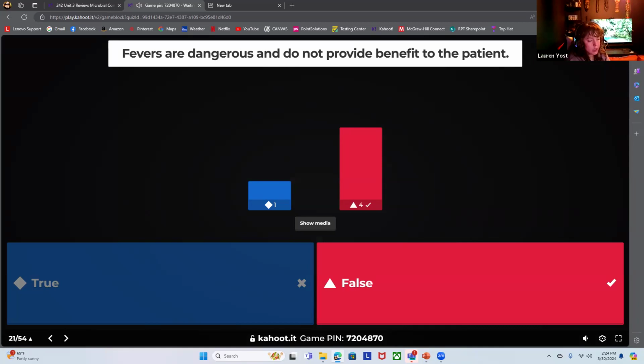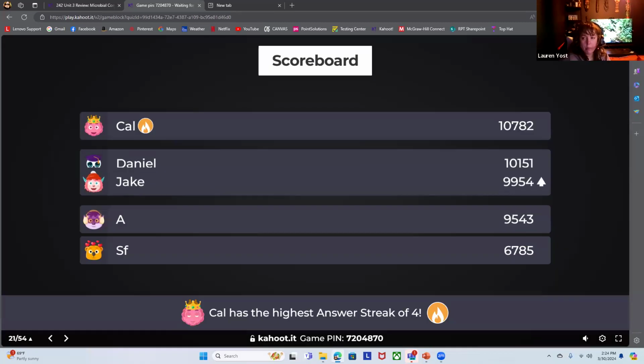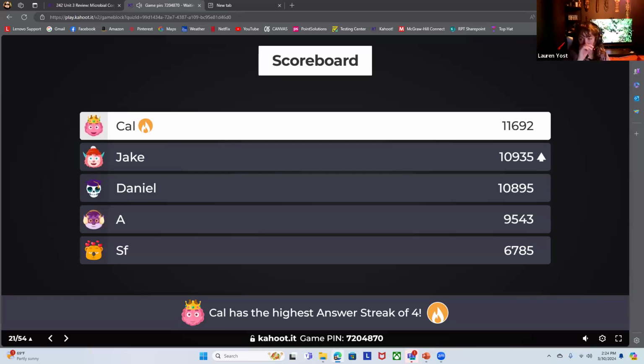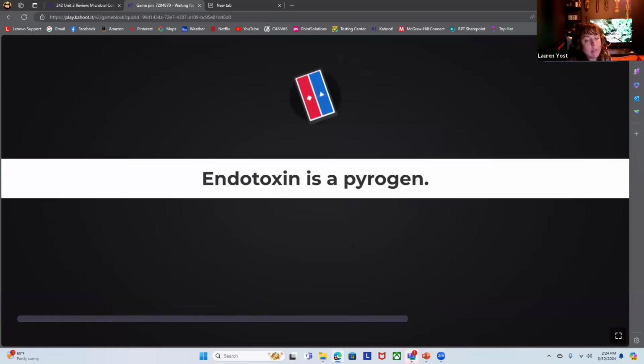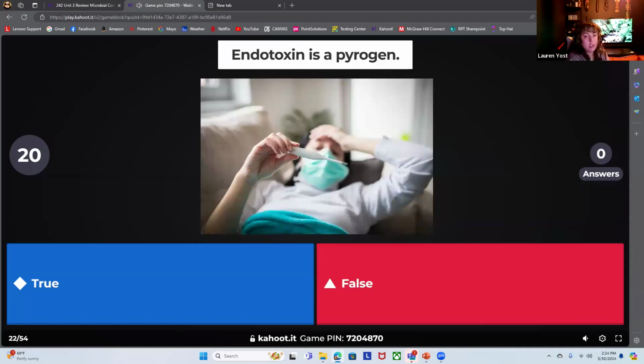They can get dangerous to the point that the danger far outweighs any of the benefits, of course, but for the most part, most fevers have inherent benefit, so you might want to let them do their job. We're going to talk a little bit about what those benefits are. Hopefully, we can get to those challenge questions that I have written. All right, next we have: endotoxin is a pyrogen.